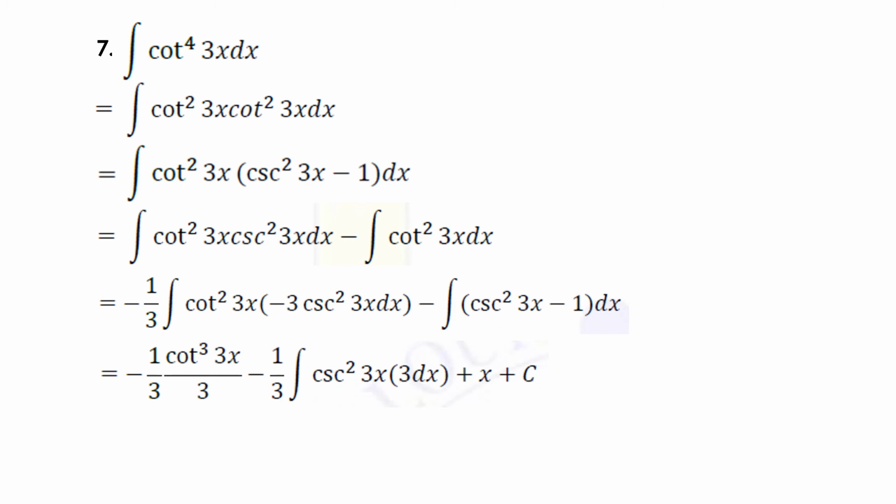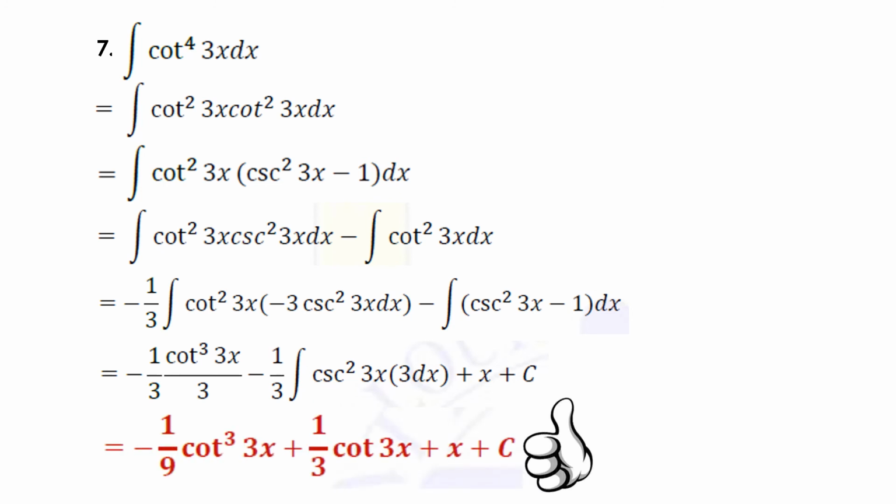And at the same time, we simplify the first term and we could get already our final answer. The first term is negative 1 over 9 cotangent cube of 3x plus 1/3. And then the integral now becomes cotangent 3x plus x plus c. And that will be the final answer.